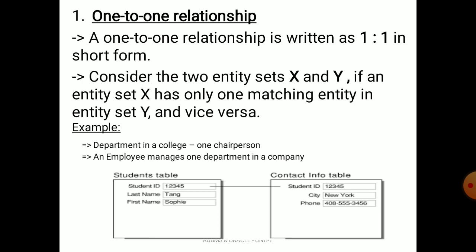Consider two entity sets X and Y. If an entity in entity set X has only one matching entity in entity set Y and vice versa. For example, the following figure shows two tables, students and contact information. Both tables have student ID as an entity. The department in a college has one chairperson in a particular department, and also an employee manages one department in a company. This concept is elaborately explained.